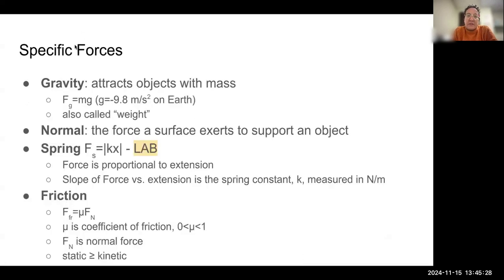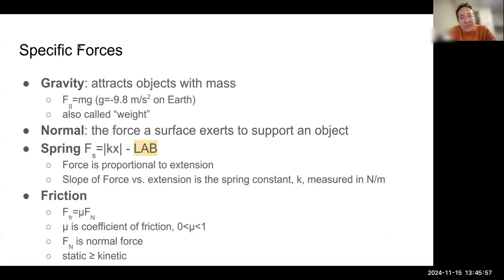All right, so let's think about some of those specific forces that we talked about. First of all, gravity. It attracts any two objects with mass to each other. Right now, we're working on Newtonian gravitation, which means we're really just worrying about the Earth and other things. To calculate that, the force of gravity is equal to mass times the acceleration due to gravity, which is negative 9.8 meters per second squared on Earth. Cool thing, this actually works not on Earth too. You can do this on the moon or Mars. You just need a different value of g.